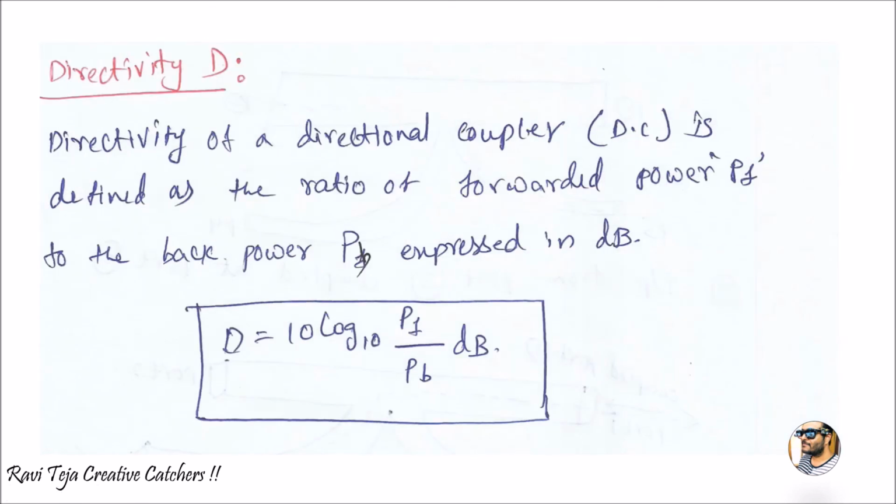Now the next property is our directivity D. The directivity of a directional coupler, which we can also call DC, is defined as the ratio of forwarded power PF to the back power PB. It is also expressed in dB. So directivity D = 10 log10 (PF/PB) in decibels. This is the directivity D.